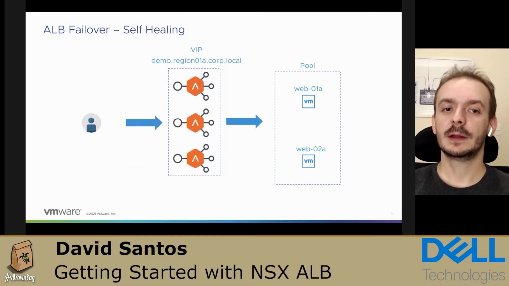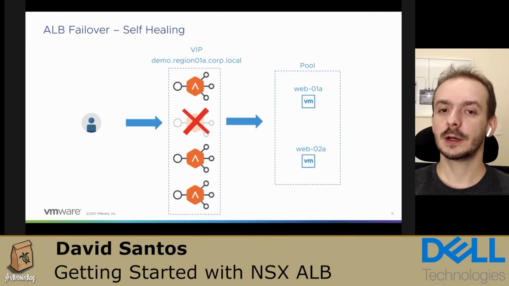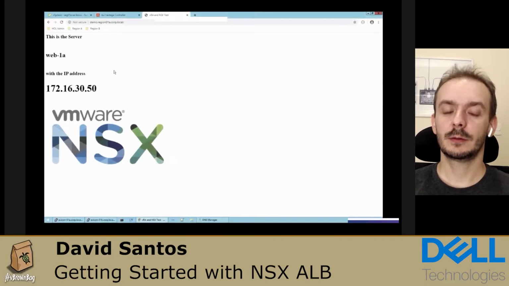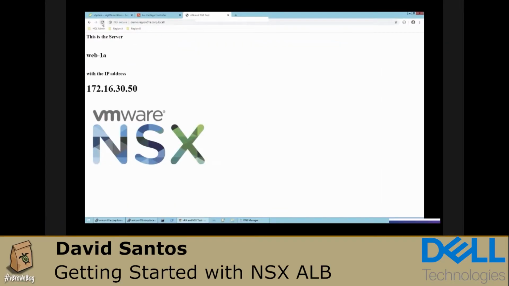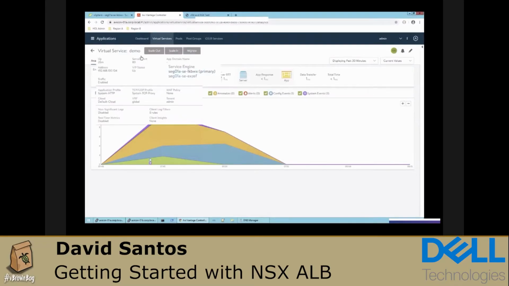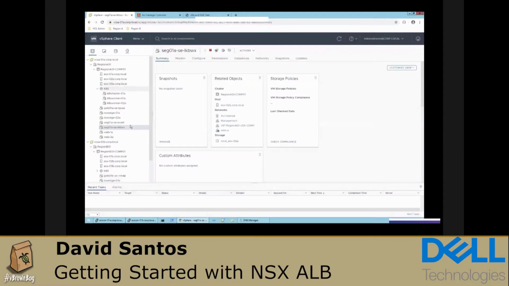Avi also has a native self-healing capability. So if failure happens, it will notice that failure and create a new search engine to fix the problem. So in this demo, we're going to see here that the application is working fine. It is using two search engines in the search engine pool, and we're going to simulate a failure.